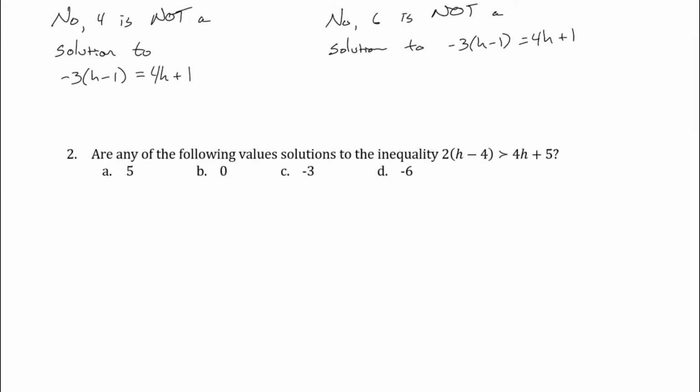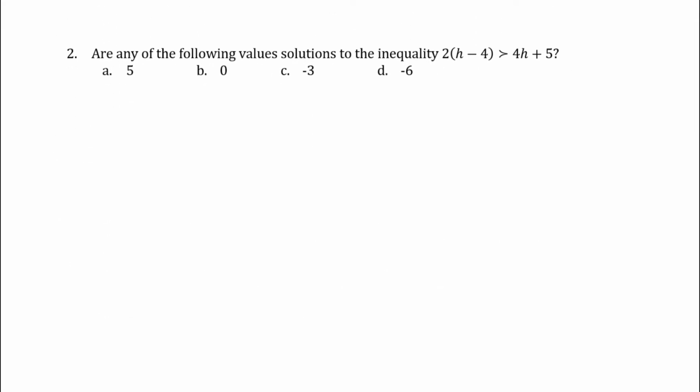So the next thing we want to do is check over your answers for number 2. Are there any of the following values solutions to the inequality 2 times h minus 4 is greater than 4h plus 5? So we'll start with the number 5 here. I'm going to jump in a little bit faster. This is 2. I plug the 5 in for the h. 5 minus 4 greater than 4 times 5 plus 5.